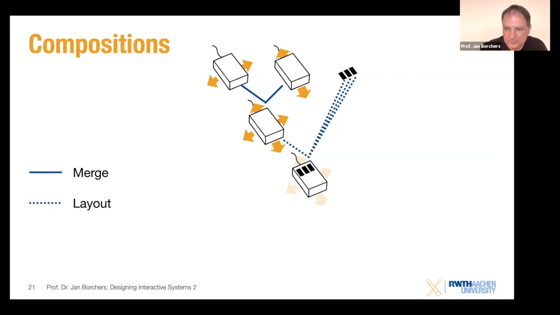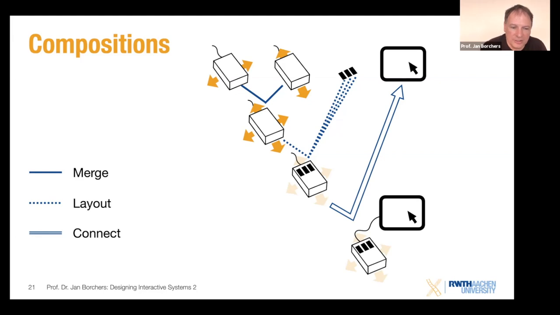The third composition operator, we already know. This is the connection operator. This is the daisy chaining, where we take an input primitive or a composition of input primitives and pass on the result to a new stage of either another mechanical, electrical input device or to computer software.